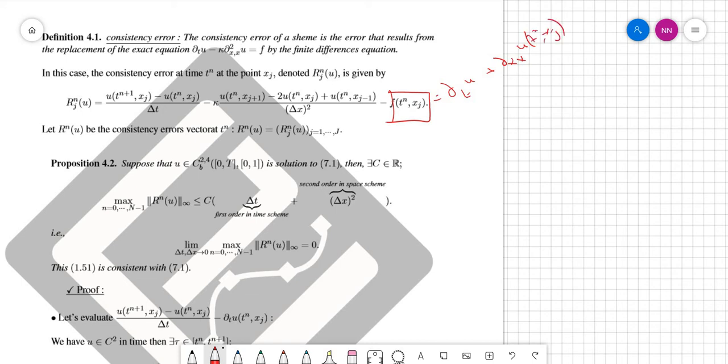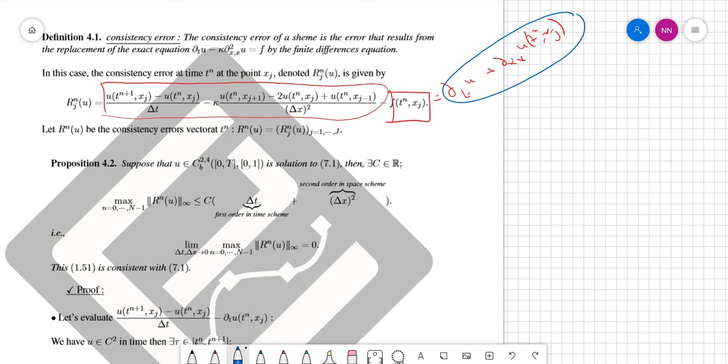Okay, so it's the difference between this term and this one, which means it's the sum of the differences between, first, the discretization in time and the derivative in time, and the discretization in space and the derivative in space. This difference is the consistency error.